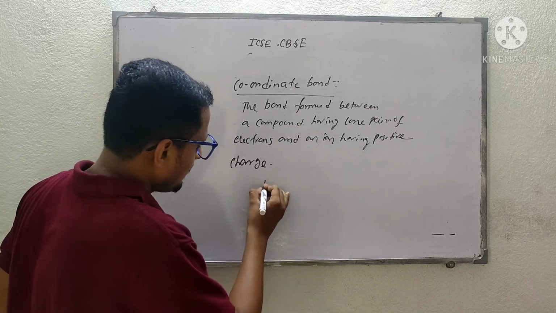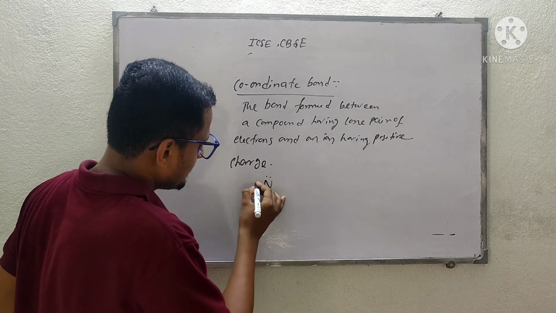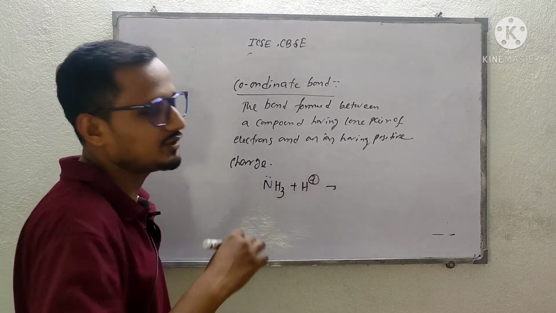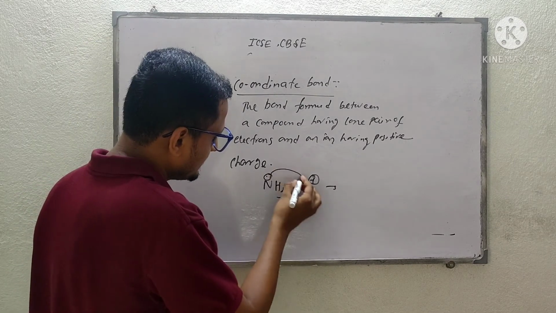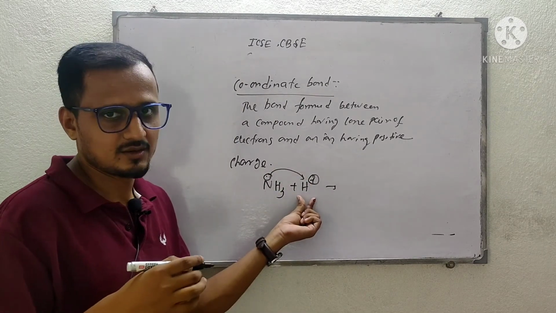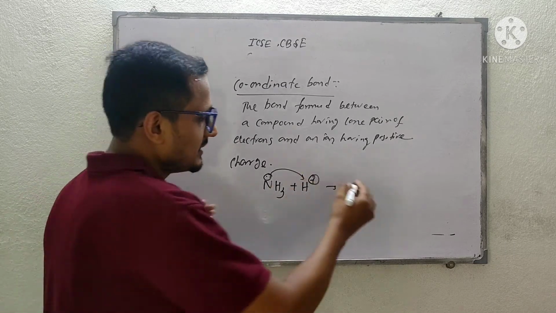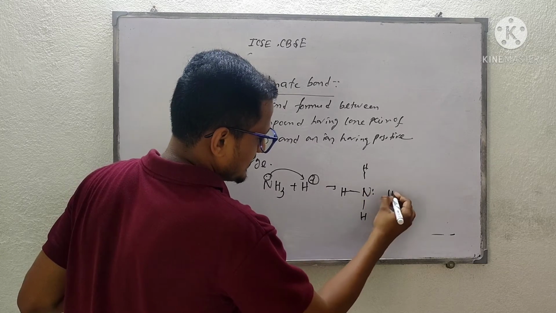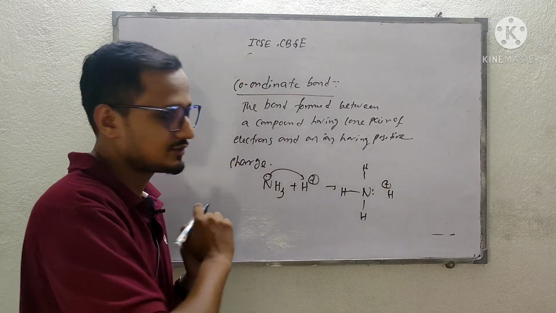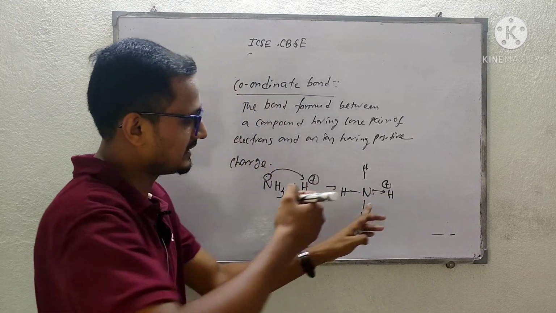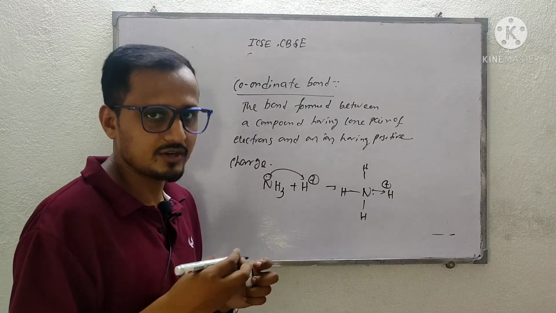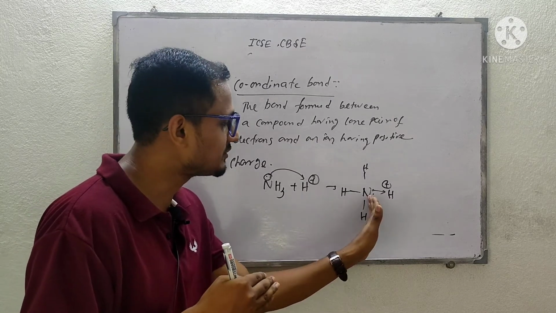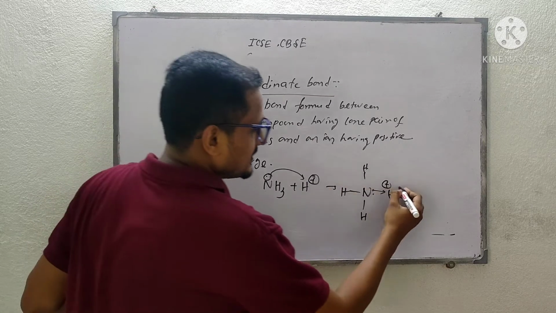So see here, this is ammonia, you know. Now if it reacts with H plus, this ammonia will donate its lone pair of electrons to the H plus. That means another kind of bond will form here. See, this is ammonia having a lone pair of electrons, and this is H plus. Another type of bond will form between this nitrogen and hydrogen. That will be a coordinate bond, and it will have a particular direction, from nitrogen to hydrogen, which can be shown by this arrow.